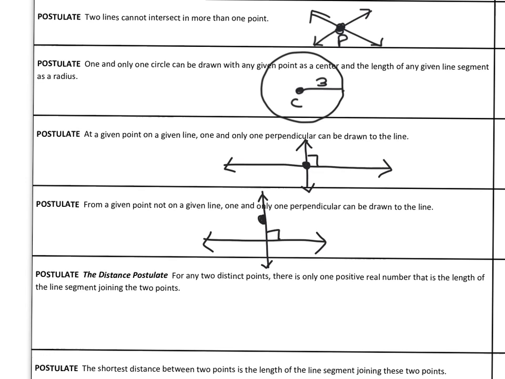The distance postulate says that for any two distinct points, there is only one positive real number that is the length of the line segment joining the 2 points. So any two distinct points, so they're different points, there is only one positive real number that is the length of that. In other words, this can't be 3 inches long and 4 inches long. There's one distance and that's it.